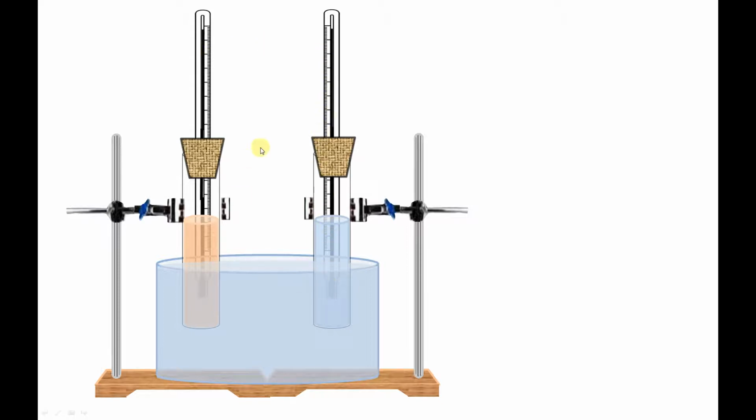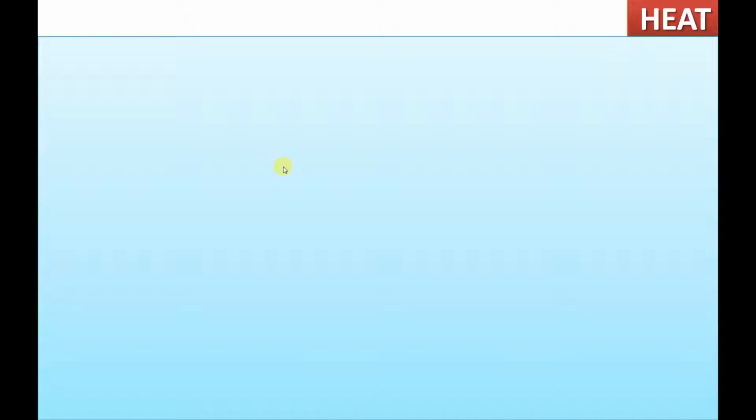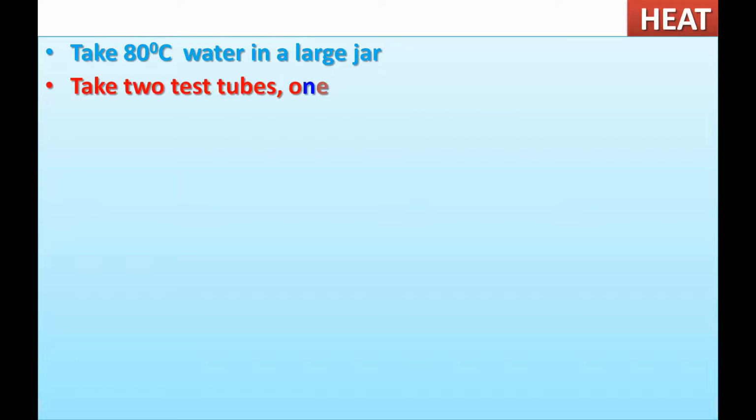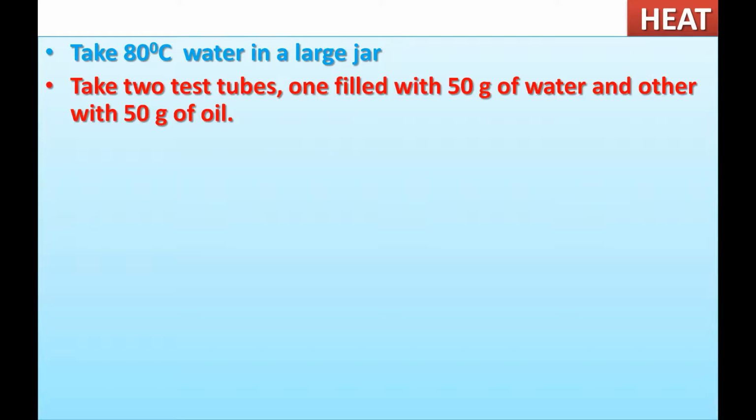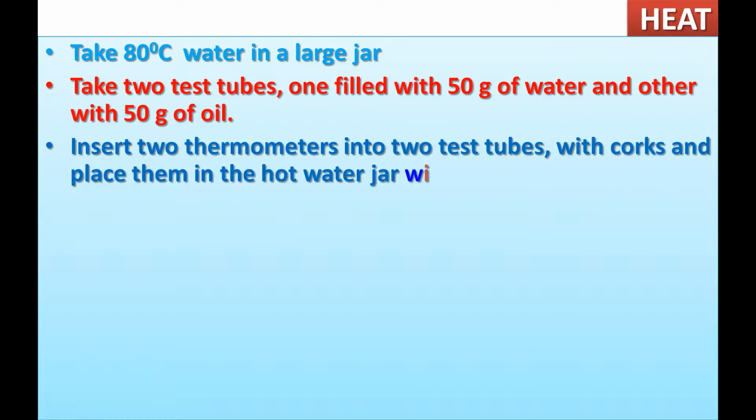So students, from this activity, what have we taken? We have taken water at 80 degrees centigrade in the large jar. Next, take two test tubes, one filled with 50 grams of water and the other with 50 grams of oil. Third, insert two thermometers into the test tubes with corks and place them in the hot water jar with the clamp of the retort stand. Observe the change in the thermometer reading.